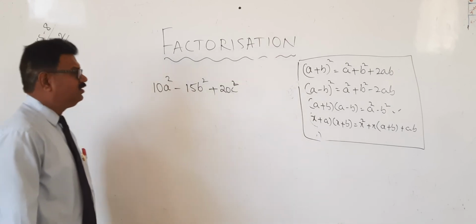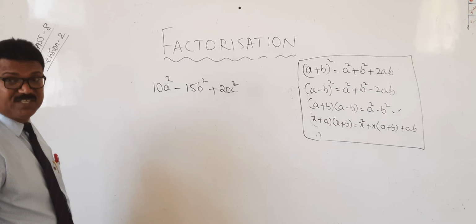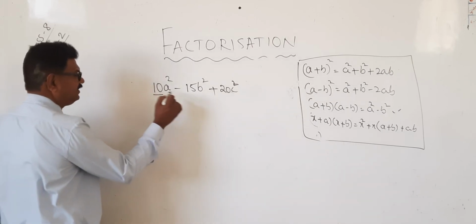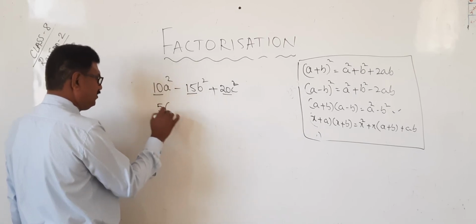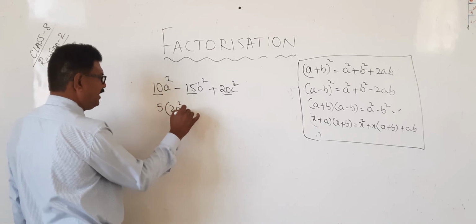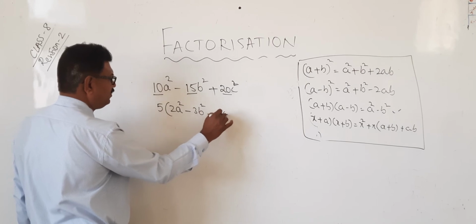Okay? So it is the first category. What is the first category? Taking general. Now 10 is there, 15 is there, 20 is there. What is common? 5. That's all. 2a square minus 3b square plus 4c square.